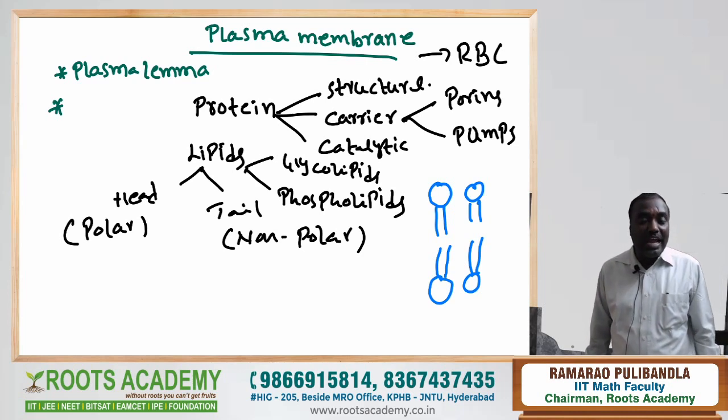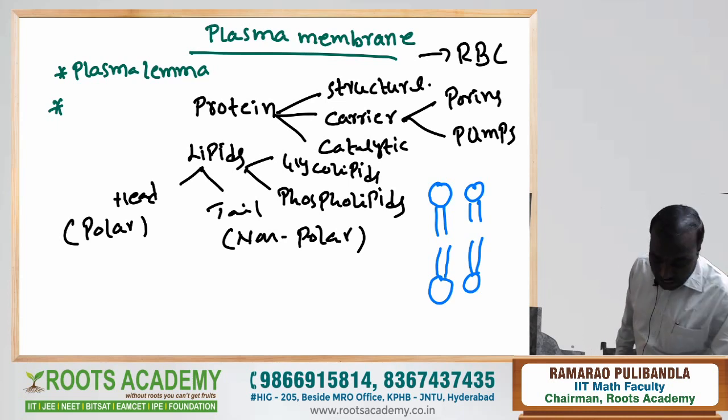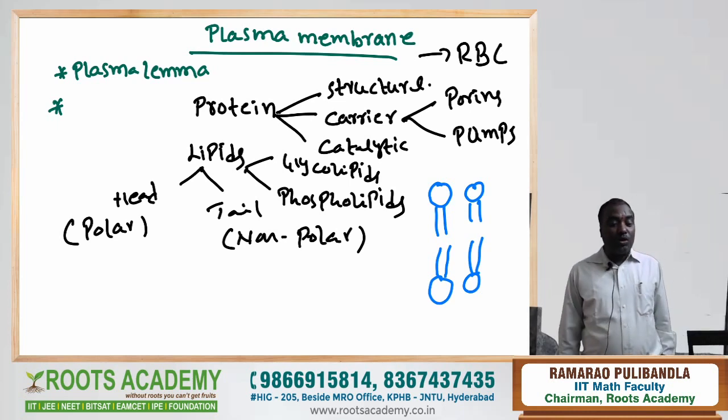So the head to tail ratio is 1:2. It is a very important question. This is about the lipids. Now the second one is the proteins.